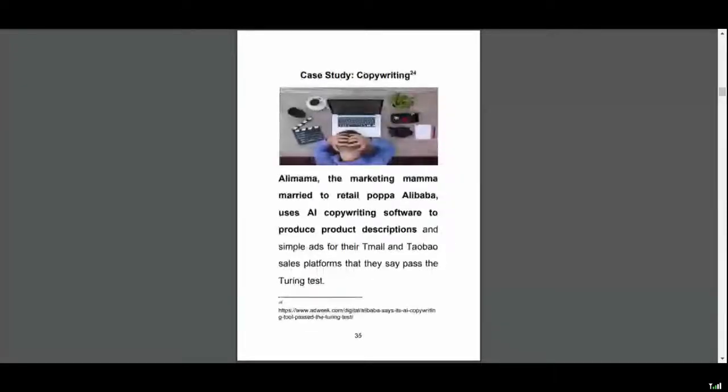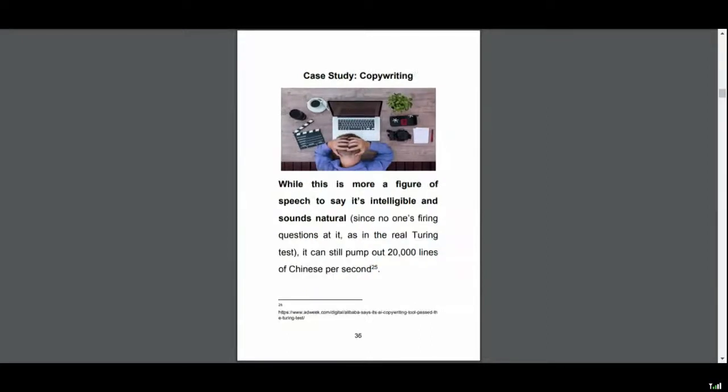Another creative one is on the copywriting side, so writing copy for advertising or email headlines. The technology is still best at short text. In this case, the example is Alibaba, a Chinese company. They're using these tools to write headlines and advertising slogans for their digital ads. And they claim, and I think it's been checked, that some of their tools can pump out as many as 20,000 lines of well-written Chinese per second, which is just incredible.